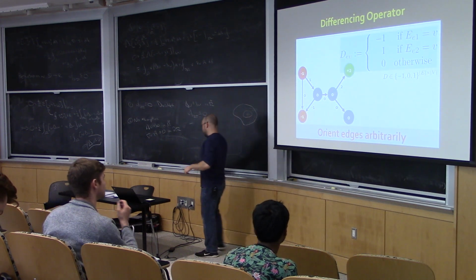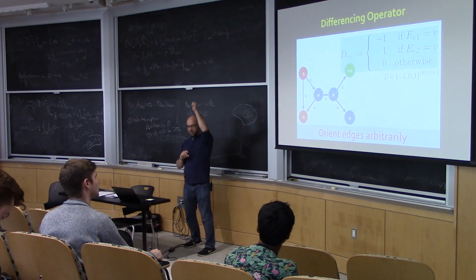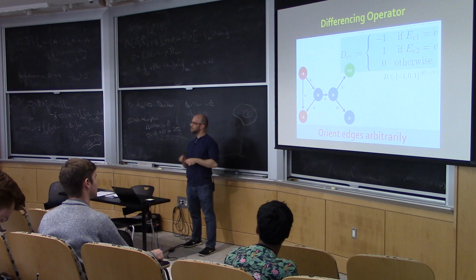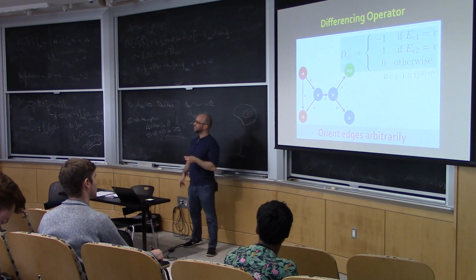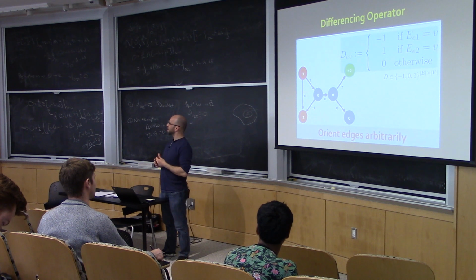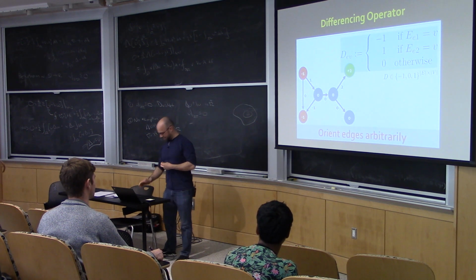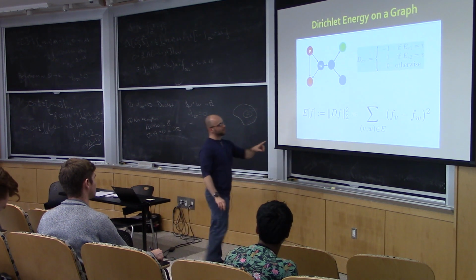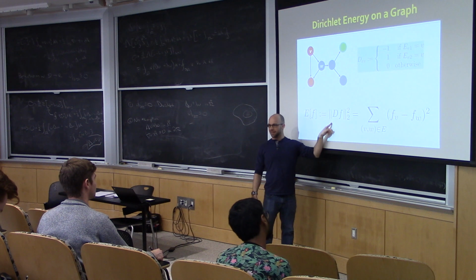Great, so in some sense, the map from some function per vertex to D times that function is kind of like a gradient, right? This is some notion of rate of change. Yeah? So if I want Dirichlet energy, what could I do? Well, that's one number per edge. It's still some vector. I can just take its norm, right? And that is exactly the Dirichlet energy of a function on a graph. So I take D of that thing, and I just take its two-norm.